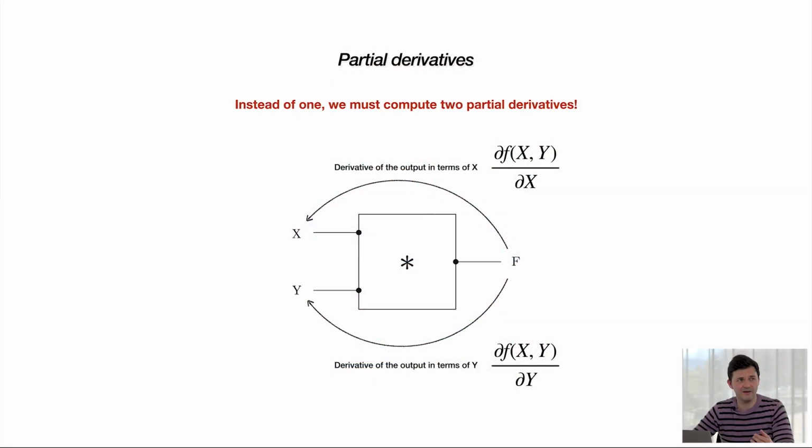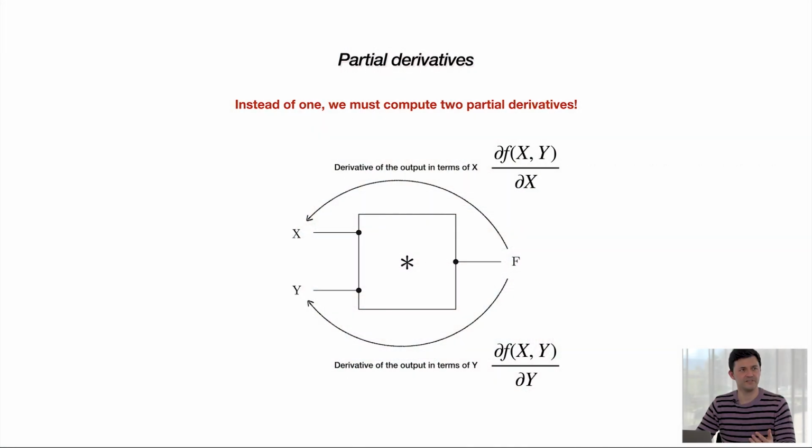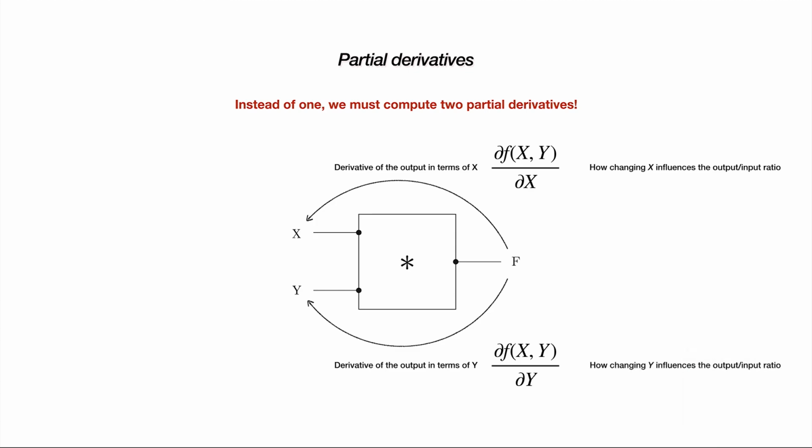So the most important thing to realize here is that nothing has really changed. In computing the derivative, the procedure is almost the same. What changes is simply that, instead of having one derivative because we have one input, we now have multiple derivatives called partial derivatives, and each of them is computed in regard to one of the inputs. So if the function has 100 inputs, and we want to compute the derivative of this function, we will have to compute 100 partial derivatives, the derivative of the output in terms of all of the inputs, independently. The first derivative tells us how changing x influences the output to input ratio, and the second one tells us how changing y influences the output to input ratio.